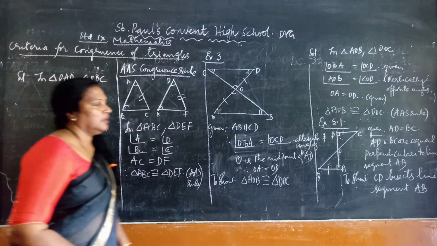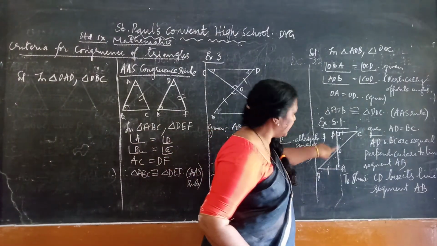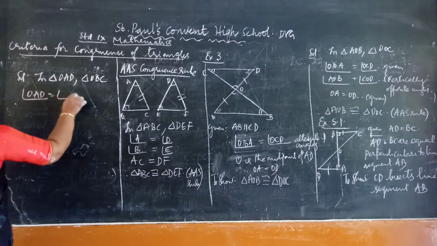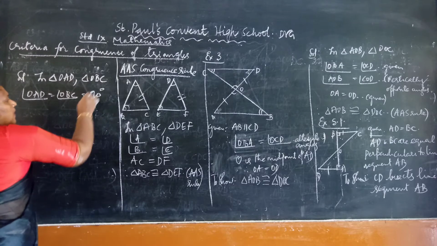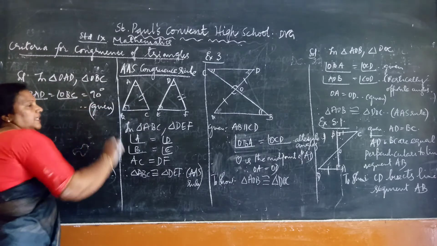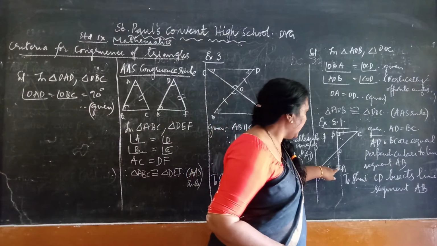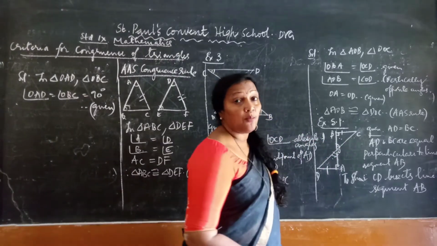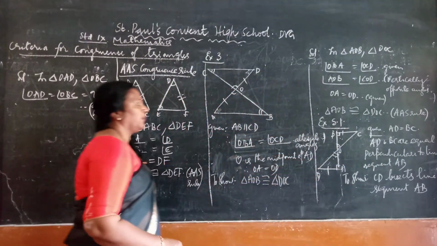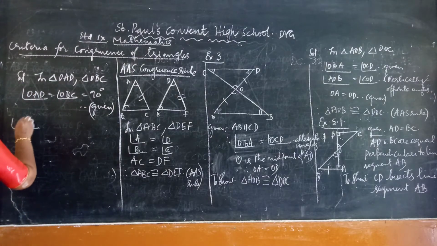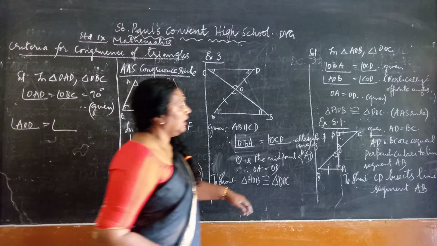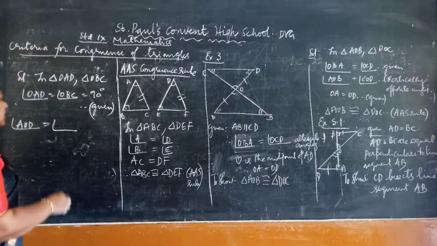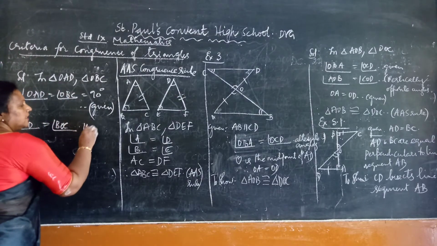triangle OAD is congruent to triangle OBC. See here, this is 90 degrees, here also it is 90 degrees. Angle OAD is equal to angle OBC, which is equal to 90 degrees because it is already given. Then which angles are equal, tell me? Angle AOD is equal to angle BOC. Why? Because they are vertically opposite angles. You have to write the reason.